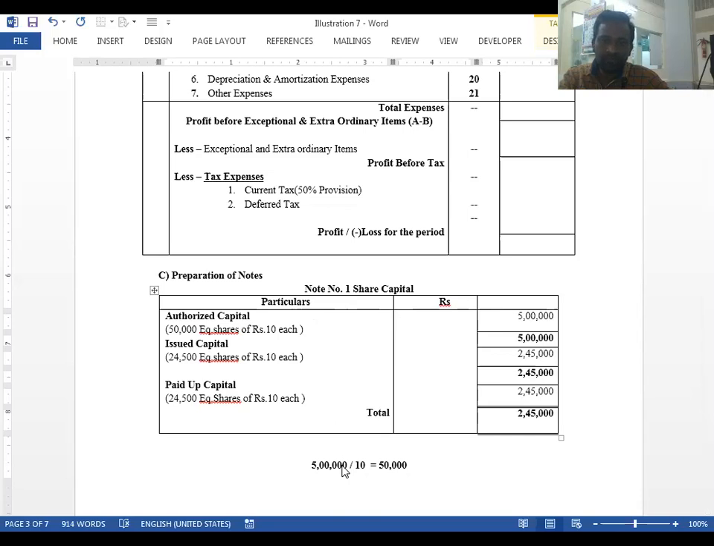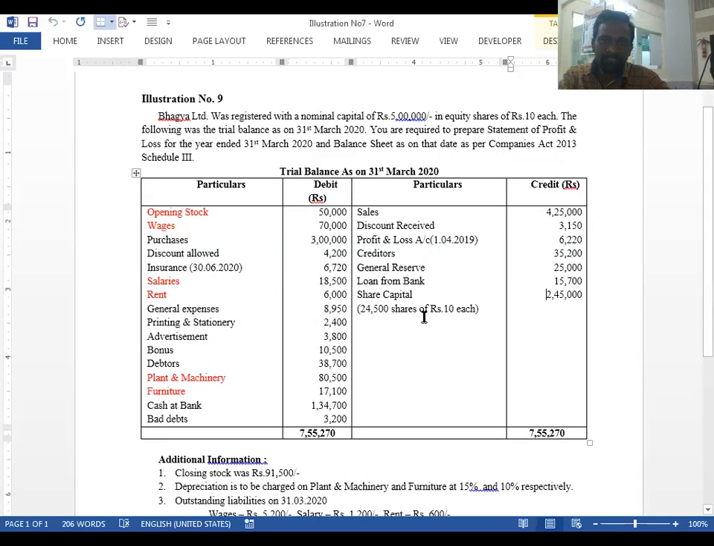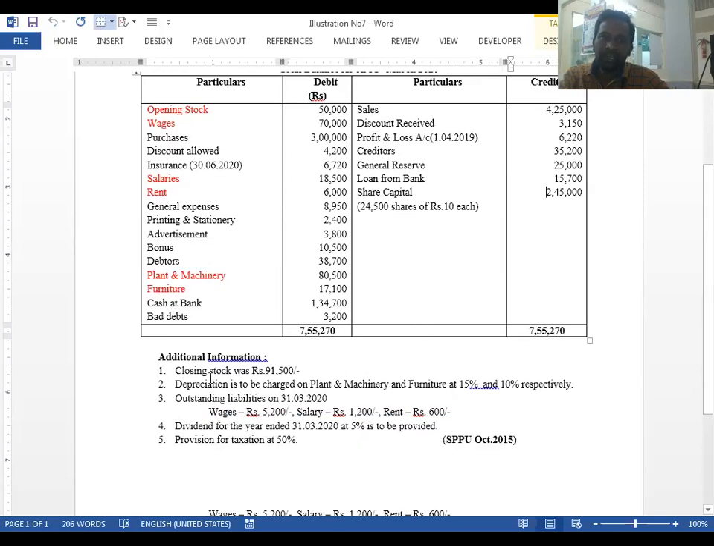Now it is time to record the remaining adjustments, because most of the adjustments we have already recorded. Number 1, closing stock, is already taken into consideration. Depreciation was also transferred while recording the plant and machinery and furniture. Outstanding liabilities we already finished at the time of recording wages, salary and rent. Then two adjustments are remaining now.